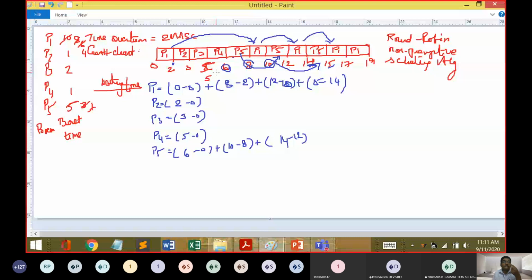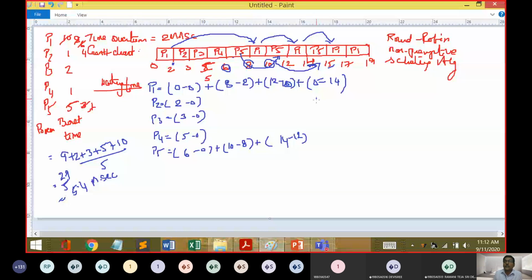What is P1 total? P1 total is 0 minus 0 plus 8 minus 2 plus 12 minus, pardon? 9. 9 plus 2 plus 3 plus 5 plus, please, 6 plus 2 plus 2, 10, right? So divided by the total number of jobs. There are only 5. So how many milliseconds is the final answer? 29 divided by 5, sir. Okay. So 5 fives are 25, so 5.4. Okay, 5.4 milliseconds.